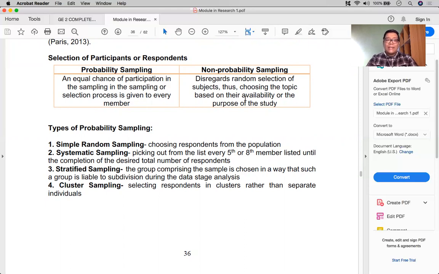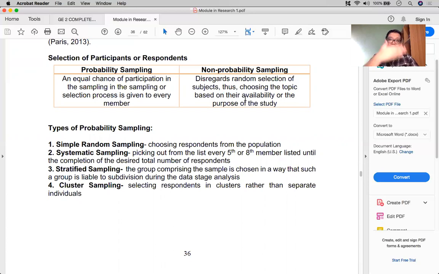We also have systematic sampling. So this one, let's say you have the list of all the potential respondents of your study. You pick out from the list every 5th or 8th member, depending on you, until the completion of the desired total number of respondents.